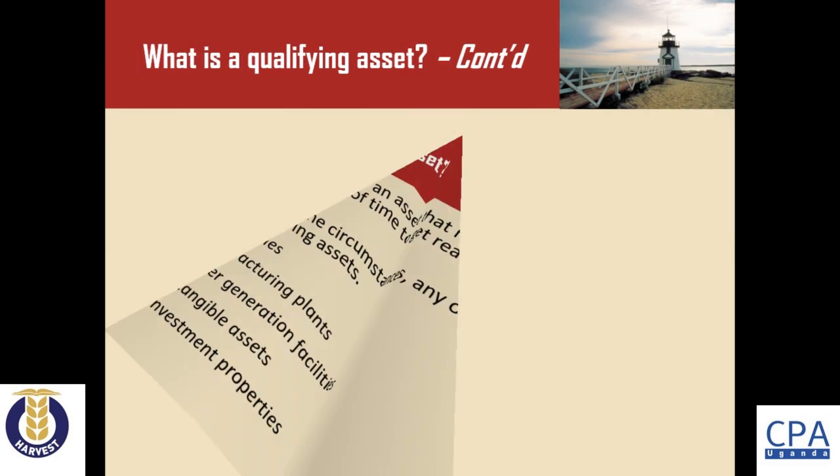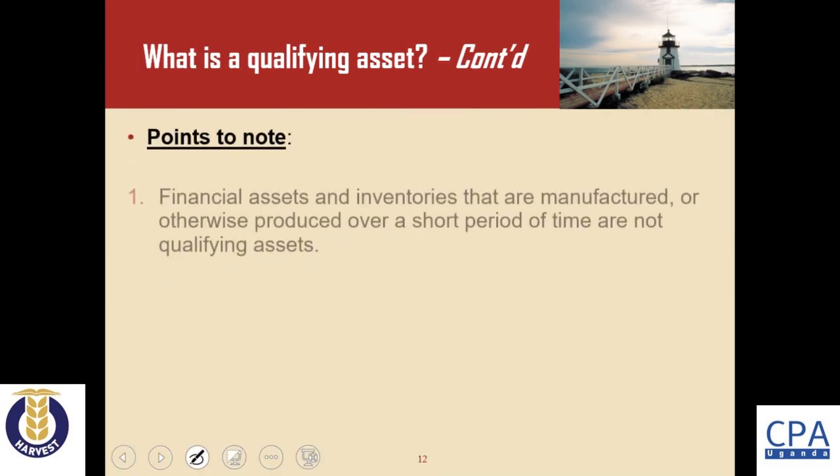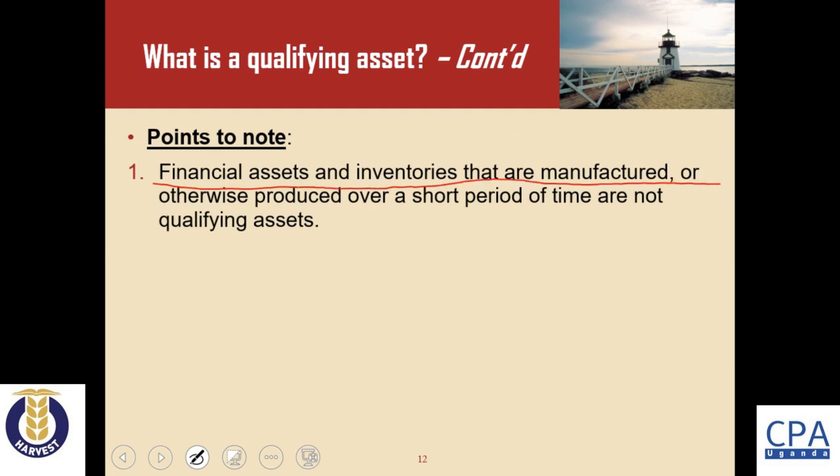Now, in the following slide, there are points to note. We need to note two major things. One, those financial assets and inventories that are manufactured or otherwise produced over a very short period of time are not going to fall in this category of qualifying assets, and therefore they are not qualifying assets. For example, if you talk about juice as an inventory, if your farm deals in the sale and manufacture of juice, really juice takes a very short period of time. Just 5 hours will be enough for you to prepare and put them on the shelf. So in that case, those inventories may not really be qualifying assets, and any funds that you have borrowed to manufacture those inventories would not ideally be capitalized. It is not permissible to capitalize those borrowing costs.